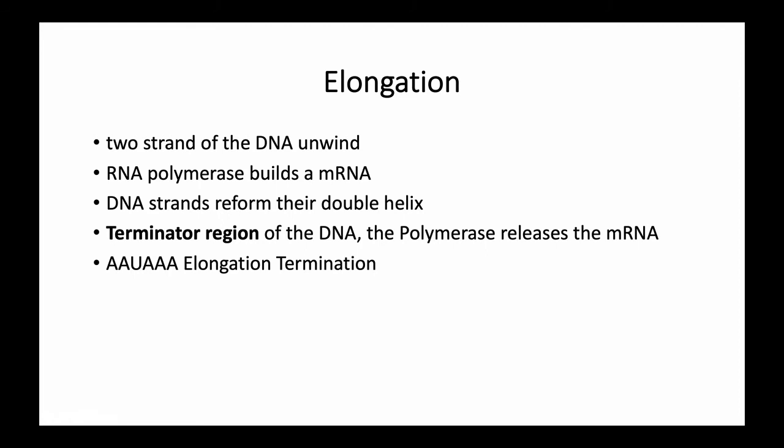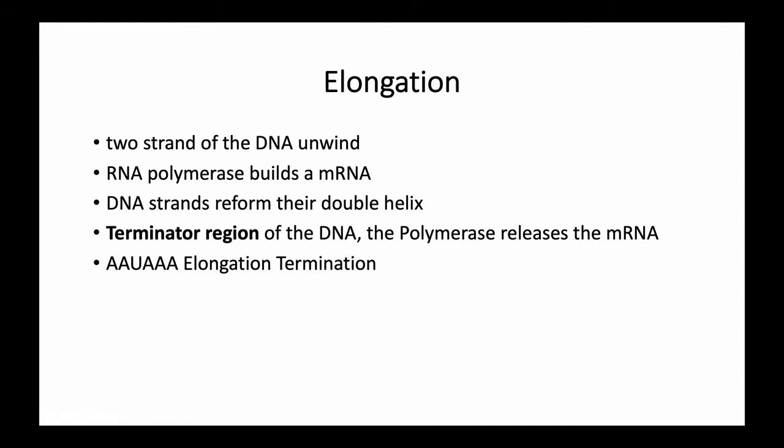Now, polymerase will start to read and build an mRNA strand that's complementary to the DNA transcription unit. And that happens relatively fast, at about 60 bases per second. So again, it's a very fast moving process. Once the RNA polymerase passes that DNA strand, the DNA strands are going to reform their double helix. Once the polymerase passes, in other words, once it reads and builds, the double helix reforms again.